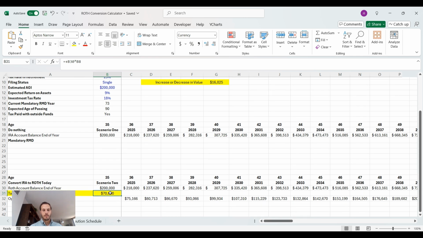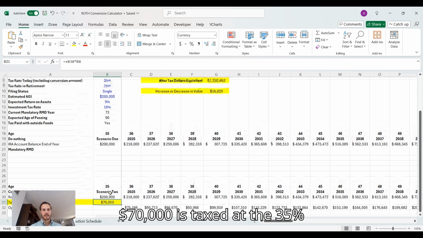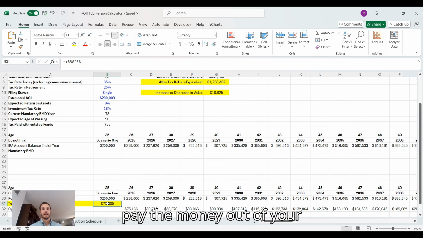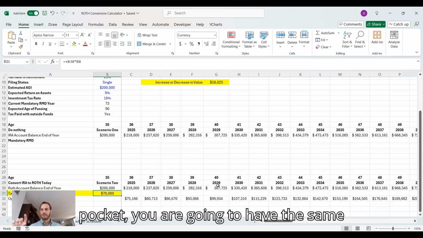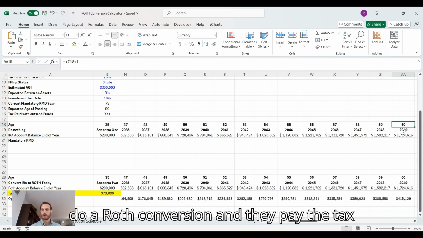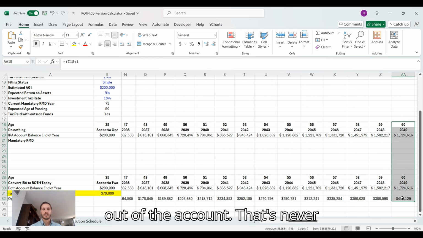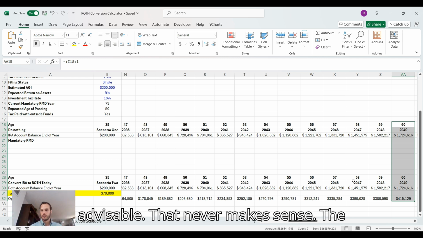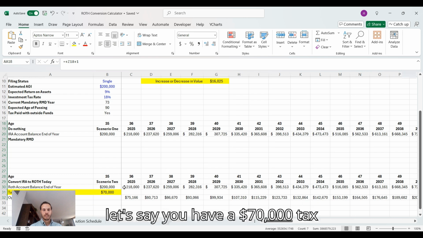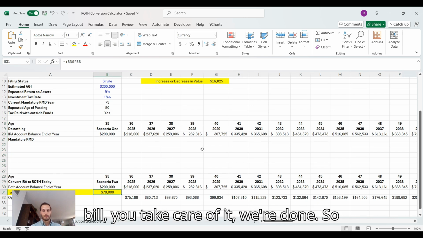So $70,000 is taxed at the 35% rate today. So if you can somehow pay the money out of your pocket, you're going to have the same balance in the end. Some people do a Roth conversion and they pay the tax out of the account. That's never advisable. That never makes sense. The numbers don't work. Okay. So let's say you have a $70,000 tax bill, you take care of it, we're done.